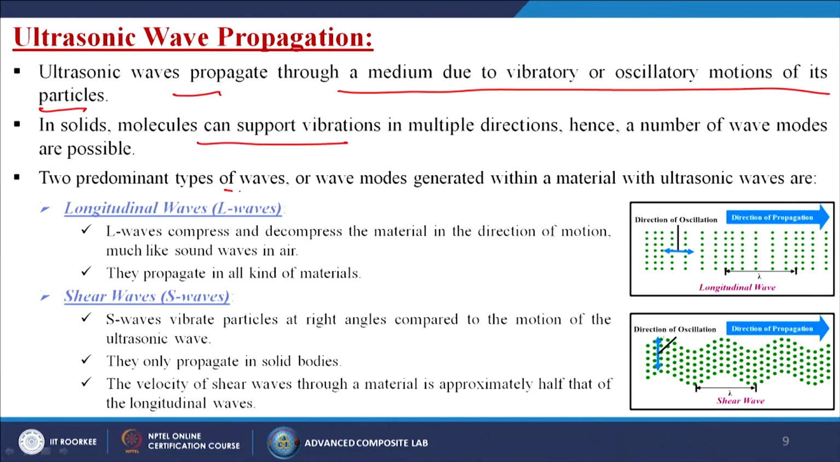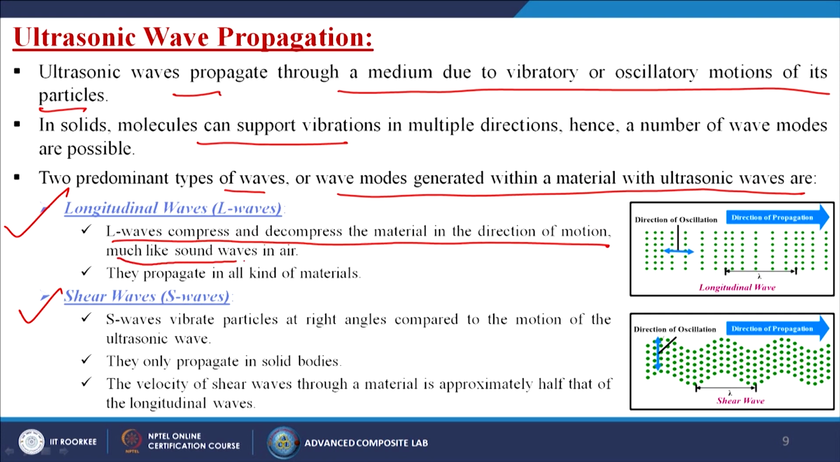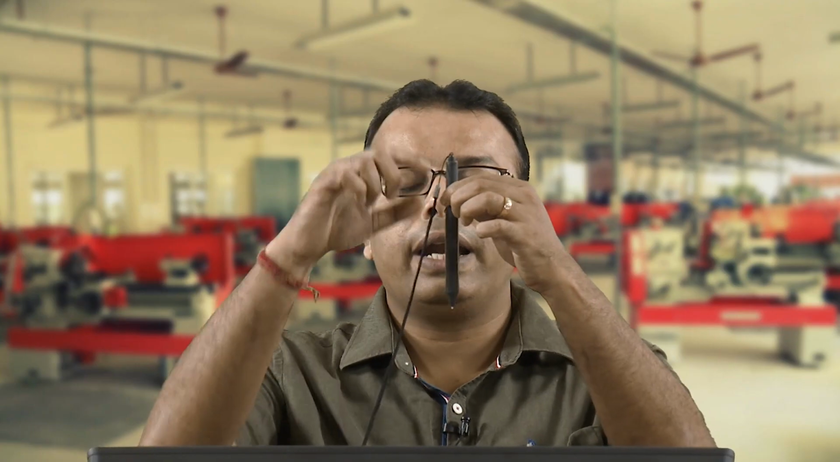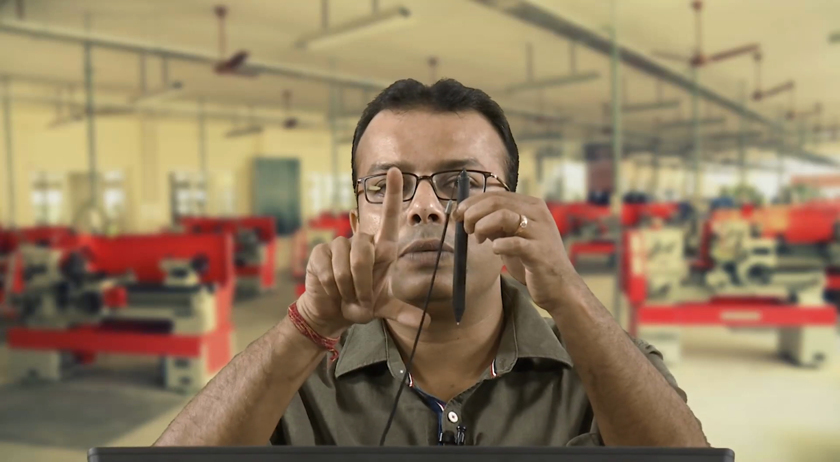Two predominant types of waves or wave modes generated within a material with ultrasonic waves are longitudinal waves, in short we call them L waves, and the other one is called the shear wave, in short we call it the S wave. L waves compress and decompress the material in the direction of motion, much like sound waves in air. They propagate in all kinds of materials. So, this is known as the longitudinal wave. This is the direction of propagation, and here is the direction of oscillation. Suppose I am giving the current over there and then it is deflecting in this particular manner.